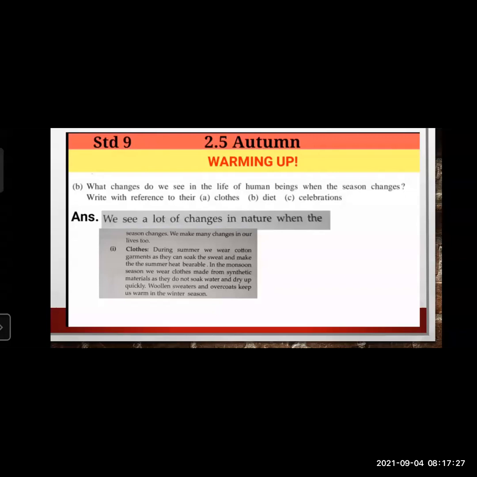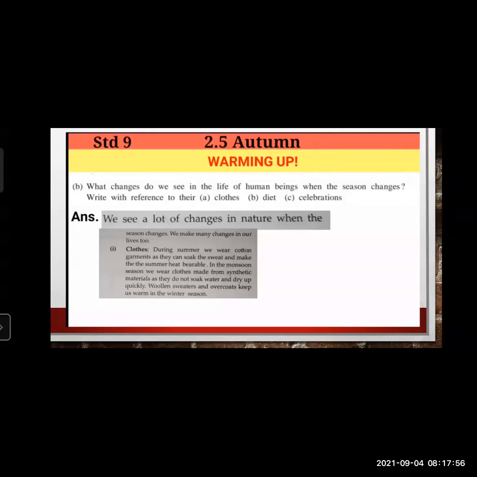The temperature of the climate decreases, meaning it is cool everywhere in the winter season, and that's why we use woolen sweaters or overcoats to keep our body warm in winter. So these are the changes made in our clothes by the seasonal change.